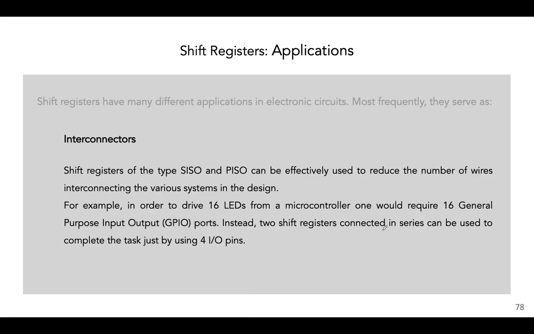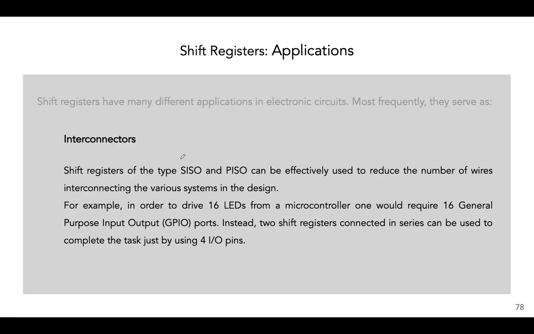Shift registers are also very useful for the designing of interconnectors. Shift registers of the type SISO and PISO can be effectively used to reduce the number of wires. And number of wires, like we discussed earlier, is a huge issue. It's a large overhead. Every time you have to connect two components in parallel, you need as many wires as there are bits in the data you're transferring. And both SISO and PISO output serial data.